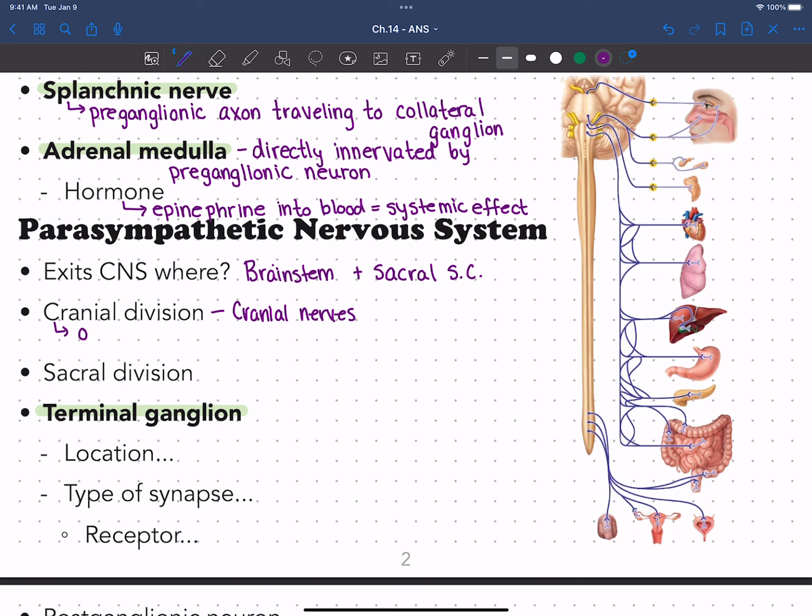That would be the oculomotor nerve, the facial nerve, the glossopharyngeal nerve, and the vagus nerve.